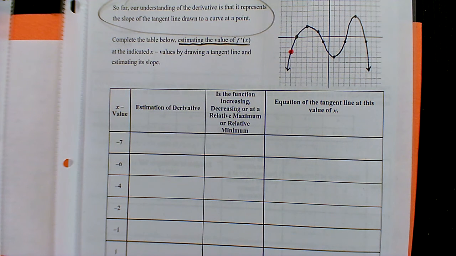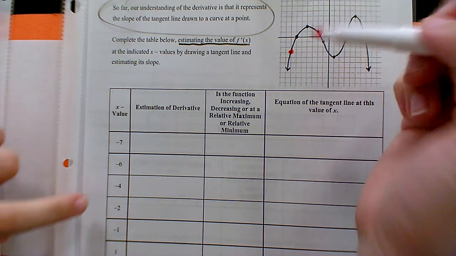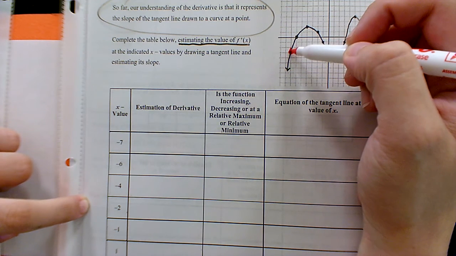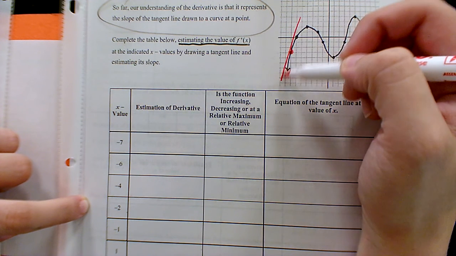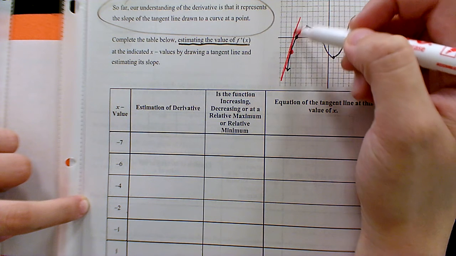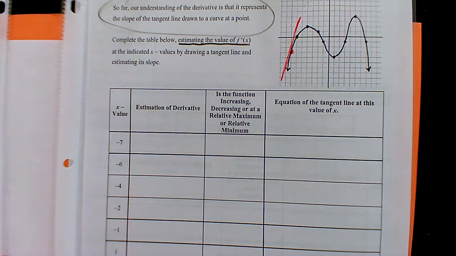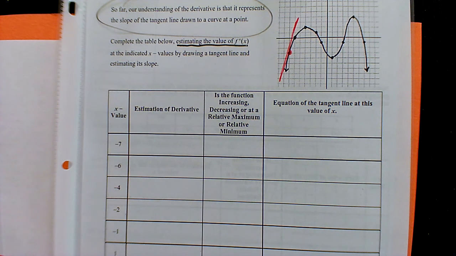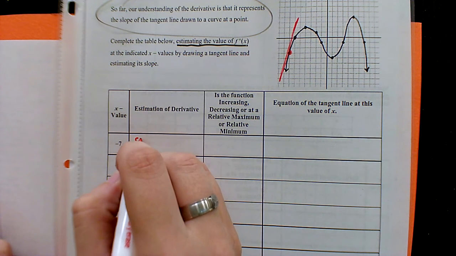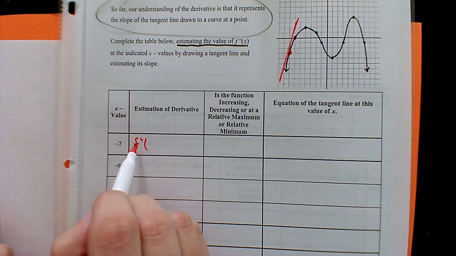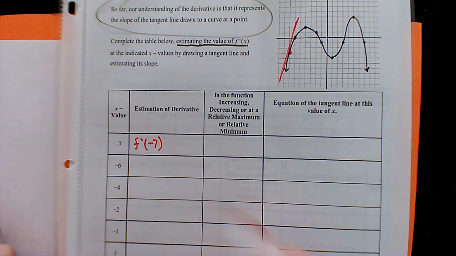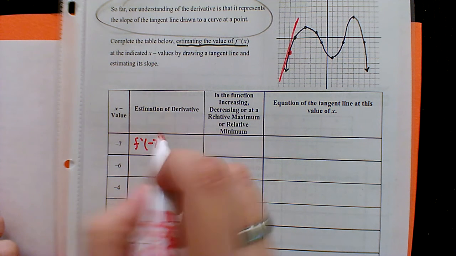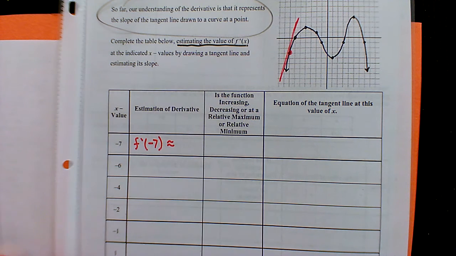Okay? If you were to draw as accurately as possible a tangent line at that point, only touching once, go ahead and try to draw that in, maybe lightly on your paper. We're going to estimate what that slope is roughly. So in terms of notation, we'll say f prime of -7, the derivative or the slope at that point, is approximately some number.